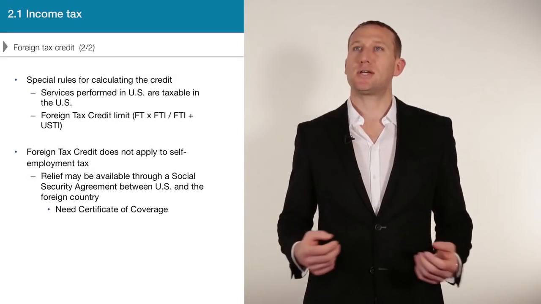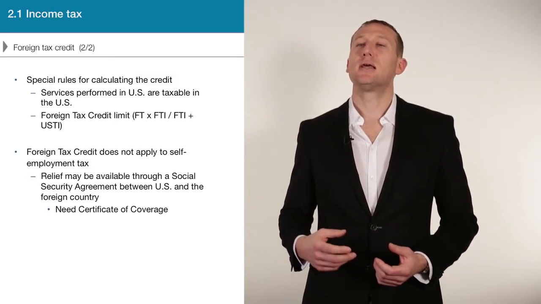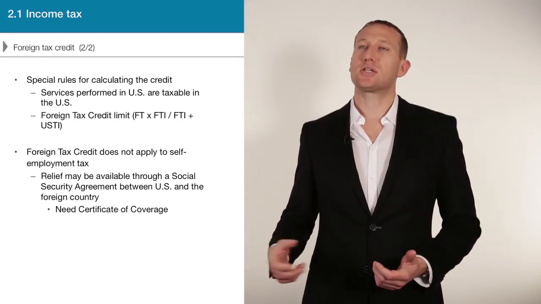Now, if the U.S. has a Social Security agreement with the foreign country in which you reside, and you're paying into that foreign country's Social Security system and can provide what's called a certificate of coverage to the United States, that you're being covered by their Social Security system, then you would be alleviated of paying Social Security tax in the United States.